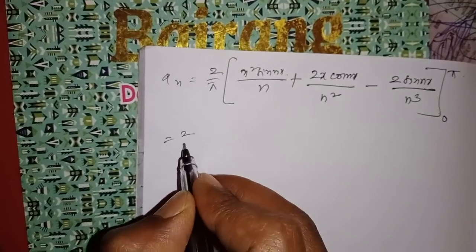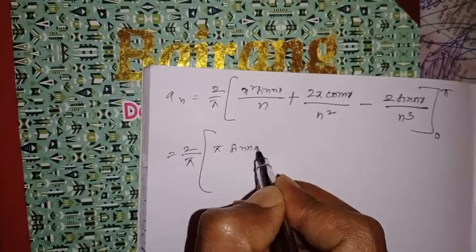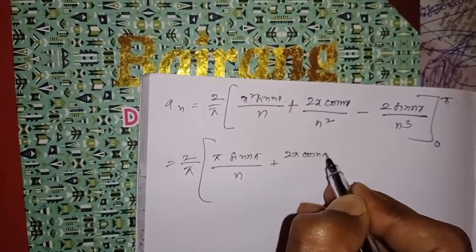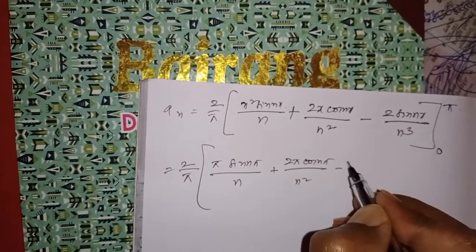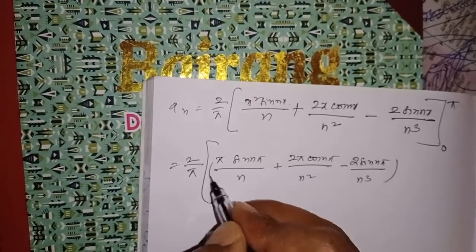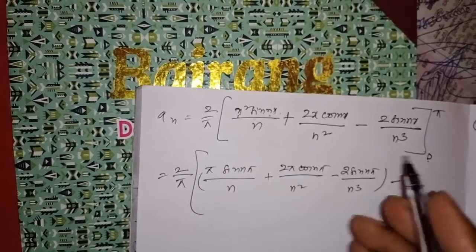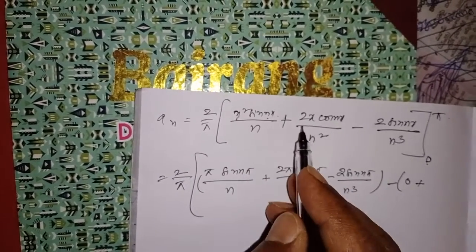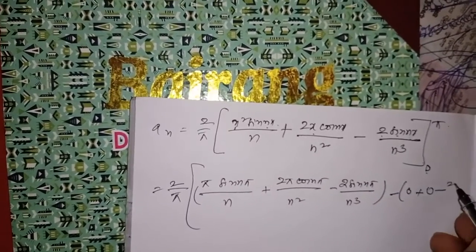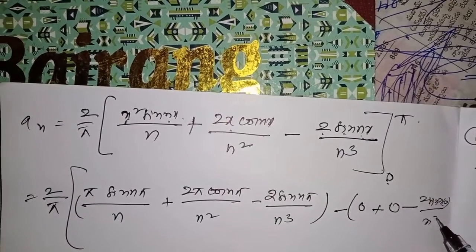That is equal to 2 by pi whole into pi sine n pi by n plus 2 pi cos n pi by n square minus 2 sine n pi by n cube. This is the upper limit. Minus the lower limit: substitute 0 in x place, 0 square into anything is 0, plus 2 into 0, it is also 0, minus 2 sine n into 0 by n cube.